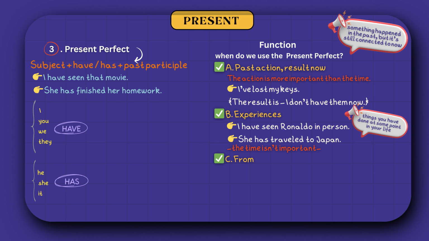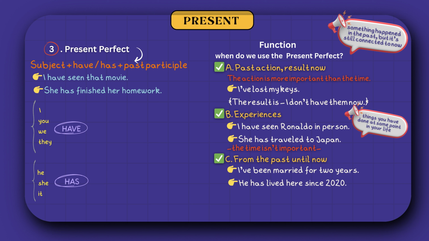C. From the past until now. We use it for actions that started in the past and continue until now. For example, I've been married for 2 years. He has lived here since 2020.